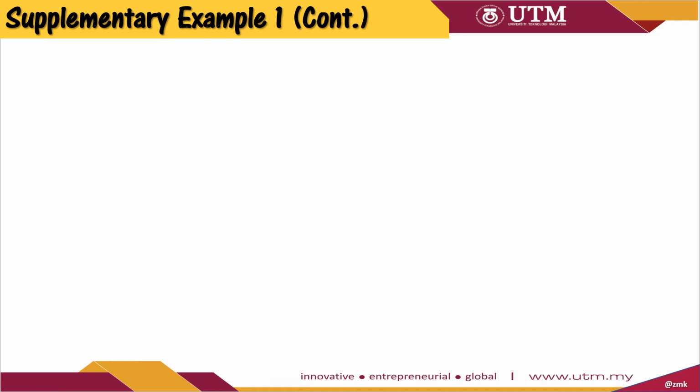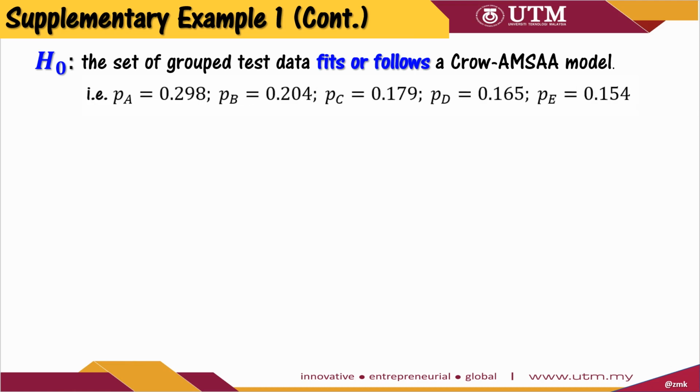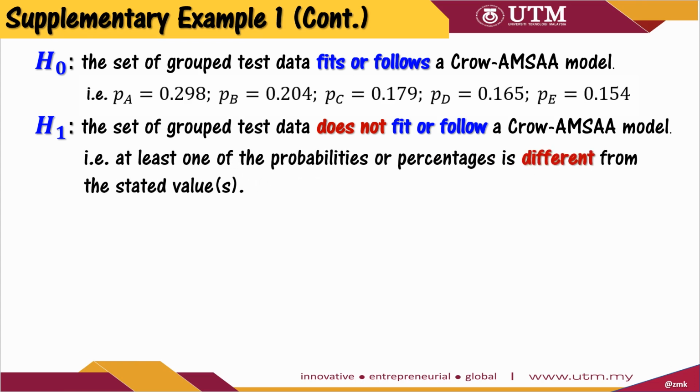Continue resolving the supplementary example 1. The null hypothesis H0 should be written as follows, where the set of group test data fits or follows the Crowe-Amsa model, that is, PA is 0.298, PB is 0.204, and so on, as stated in the question. Whereas under H1, the data do not follow the Crowe-Amsa model, that is, at least one of the percentages or proportions is different from the stated value.